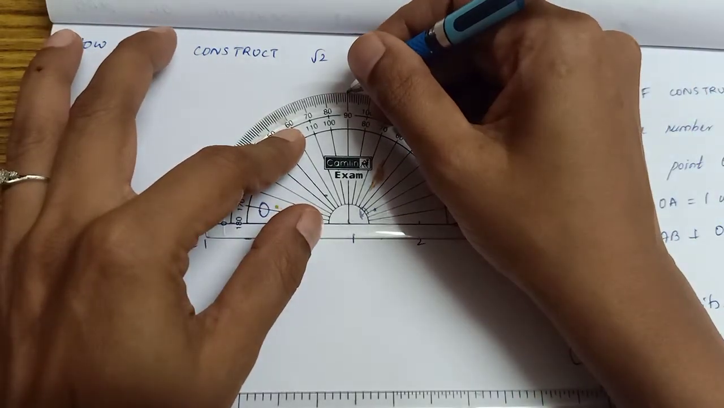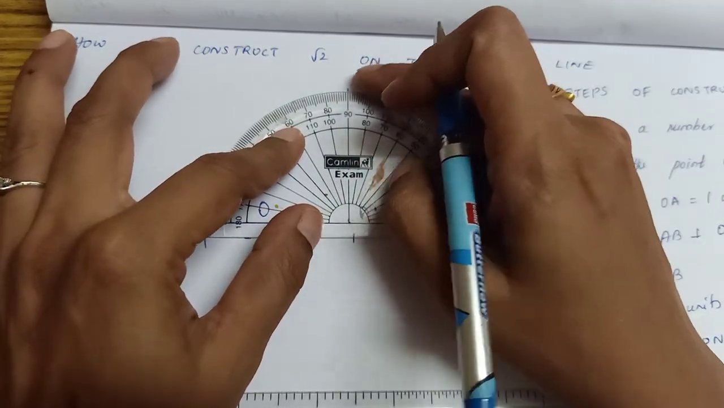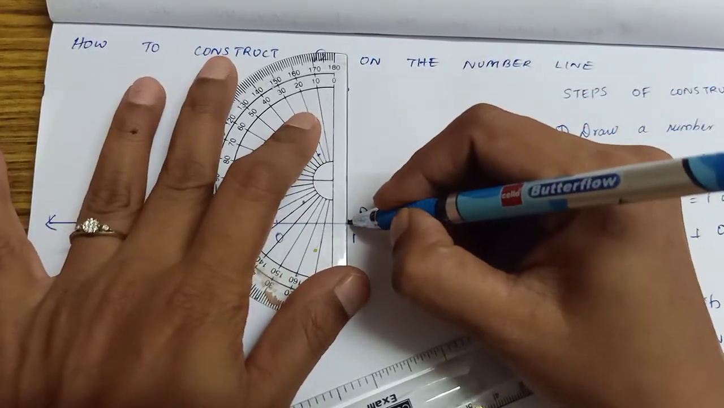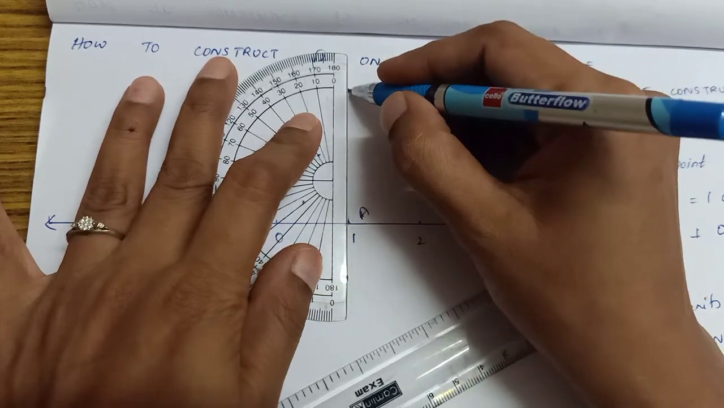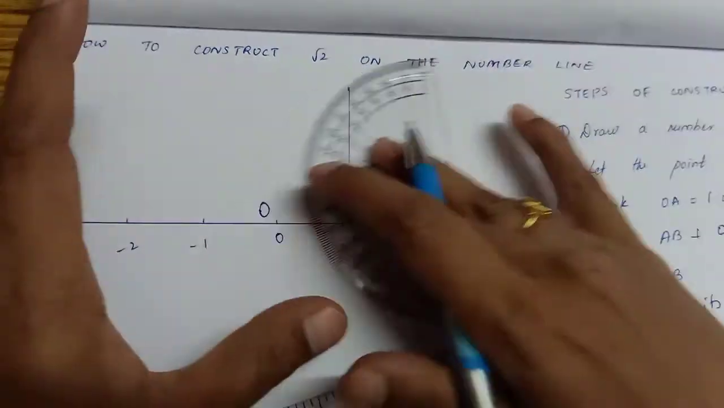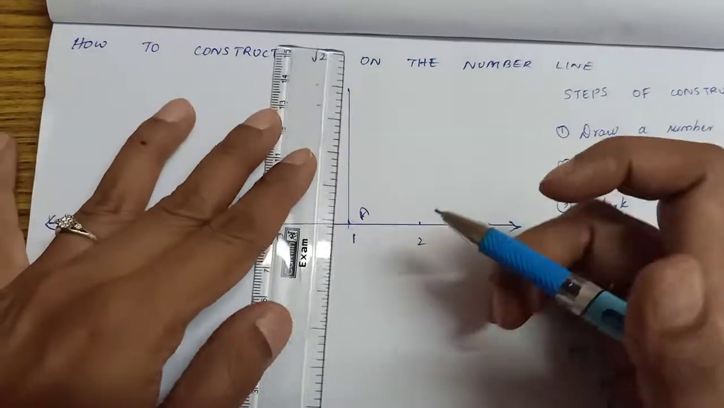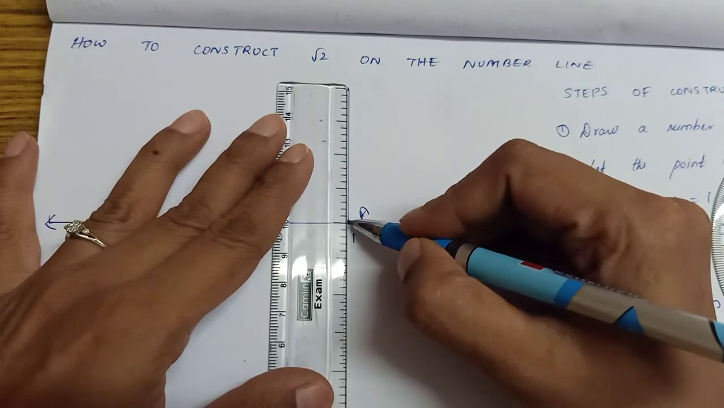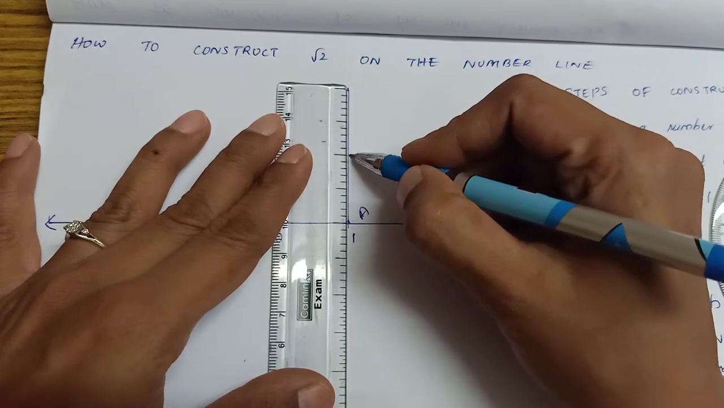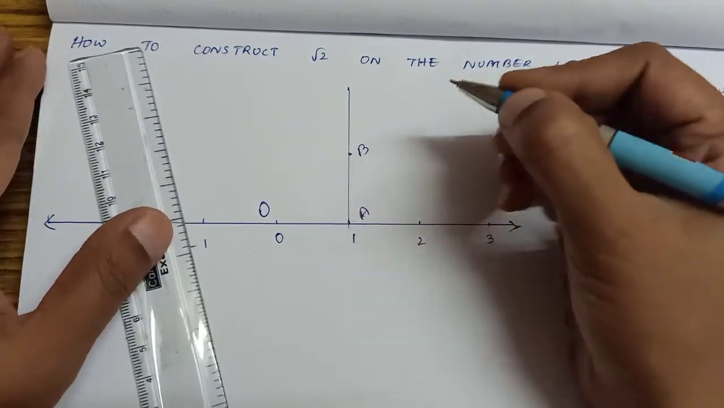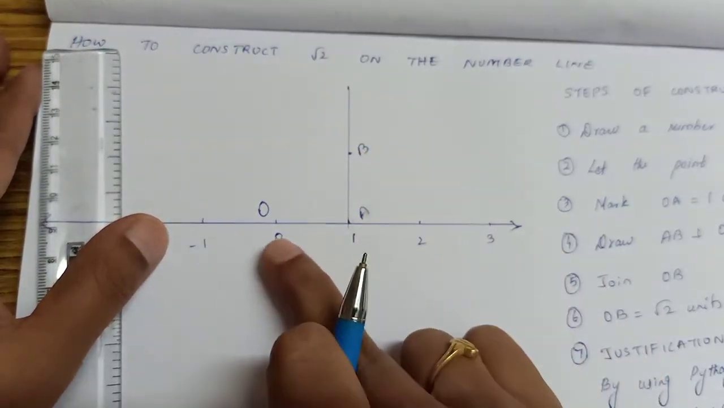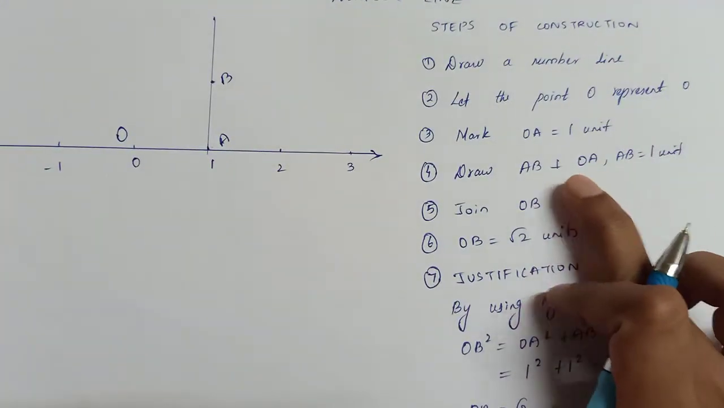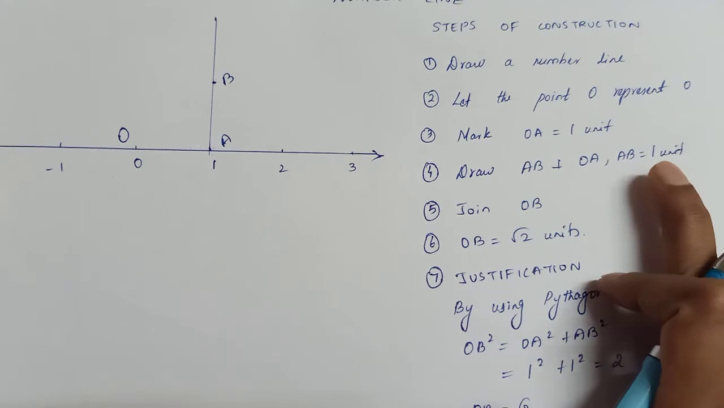Now this is our perpendicular. We don't need this point. This just gives you the size of the perpendicular. I am going to join this. Now here all this is not needed. We are going to measure 1 unit. From here to here I have 1 unit. I am just marking that from here to here. This will be my B. Now AB is perpendicular to OA and AB is equal to 1 unit, which I have written here.